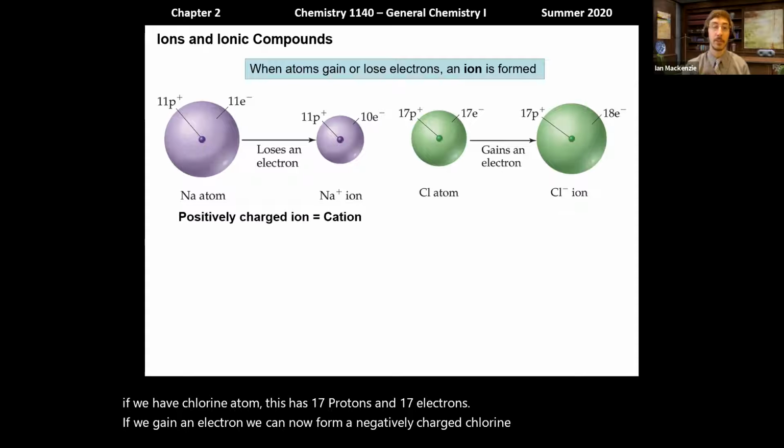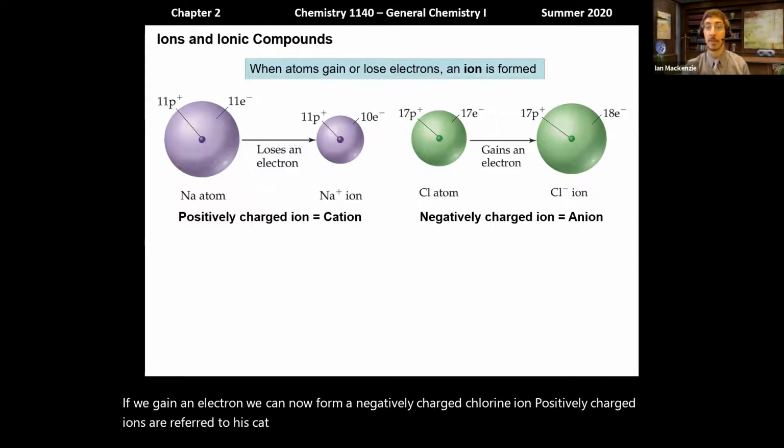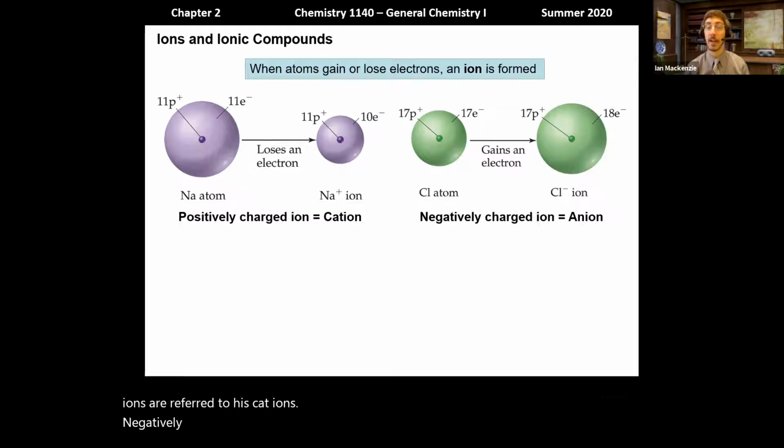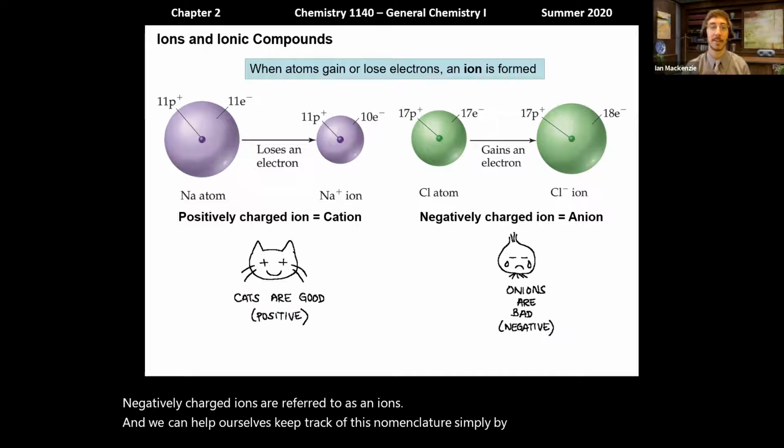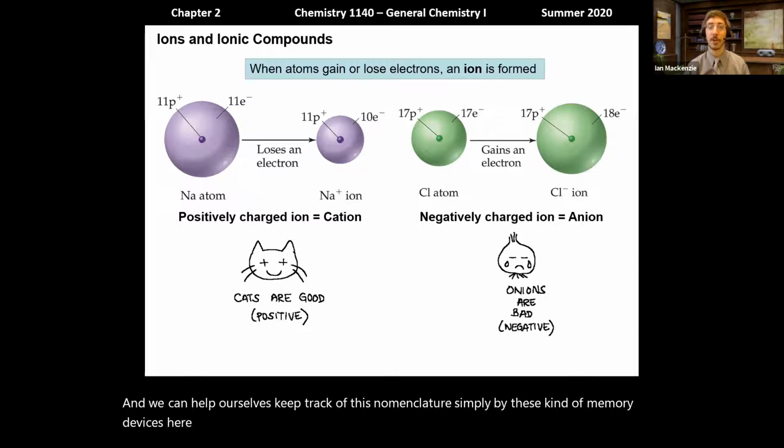Now, positively charged ions are referred to as cations. Negatively charged ions are referred to as anions. And we can help ourselves keep track of this nomenclature simply by these memory devices here. Cats are good or positive, and thus cations are positive. Onions are bad or negative, and so anions are negative.